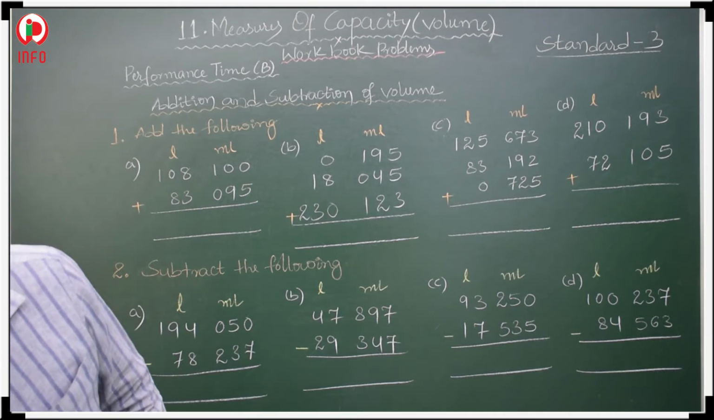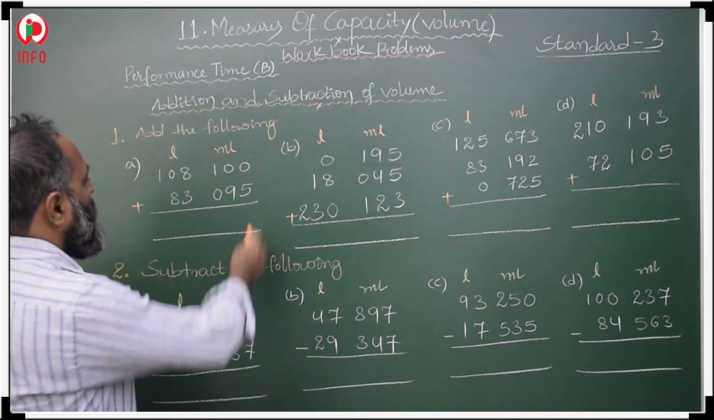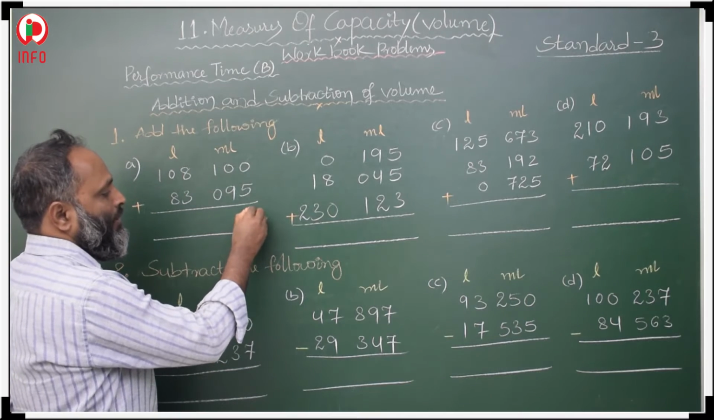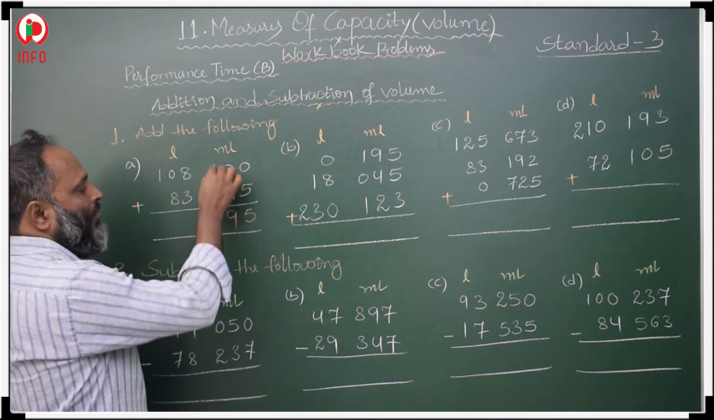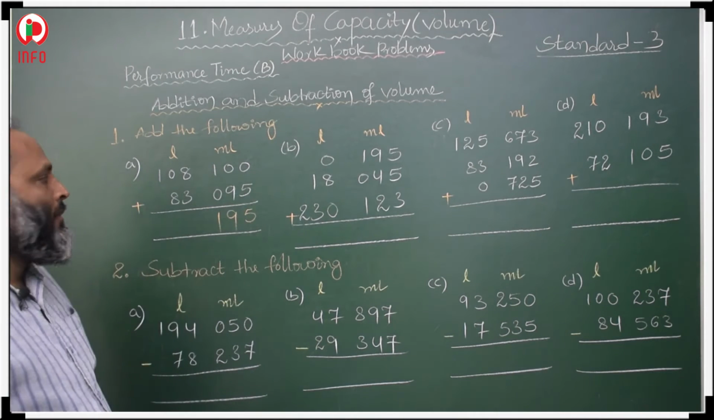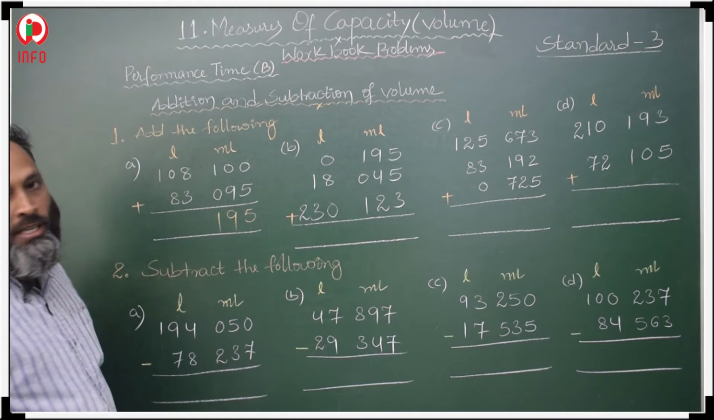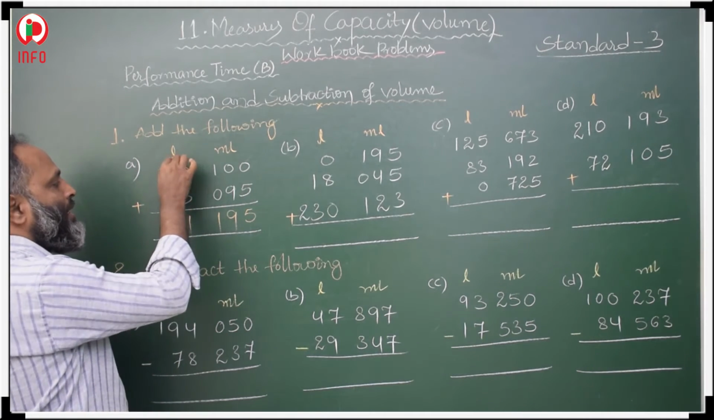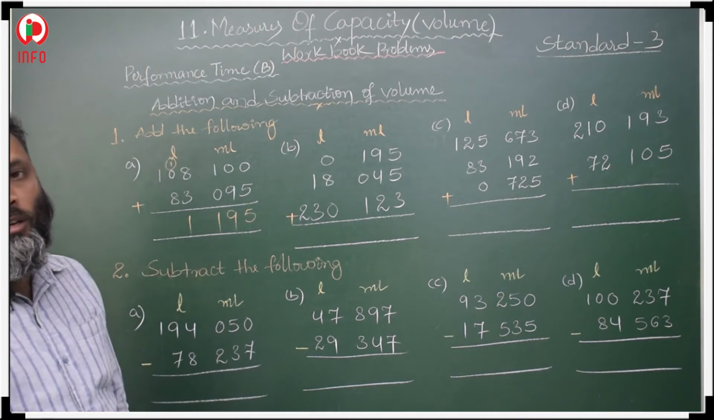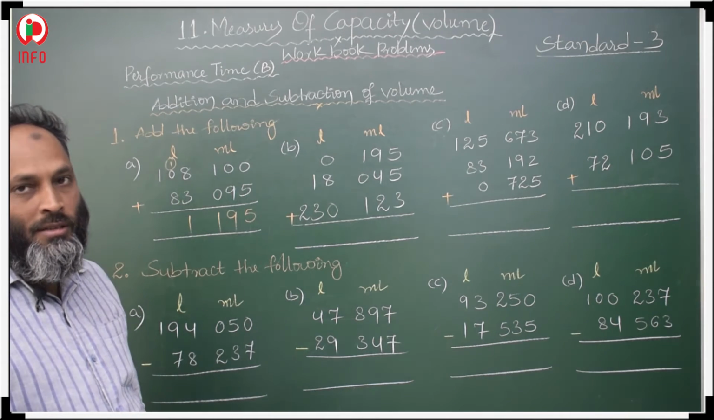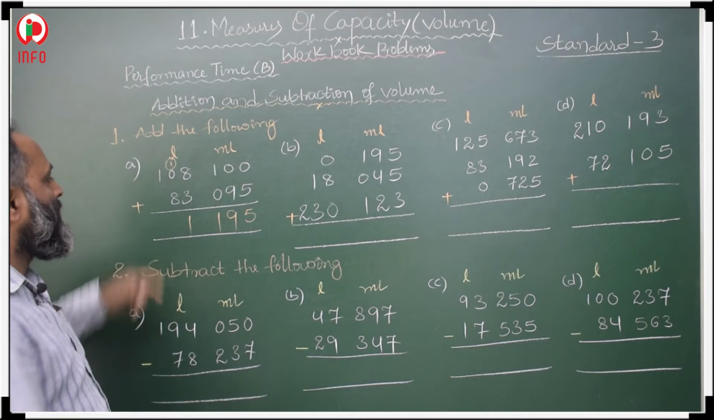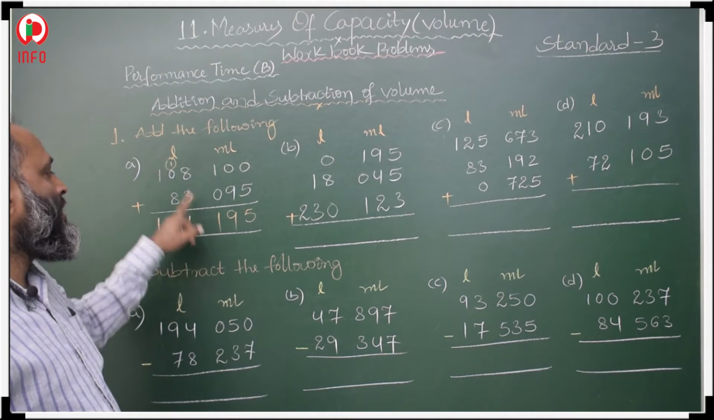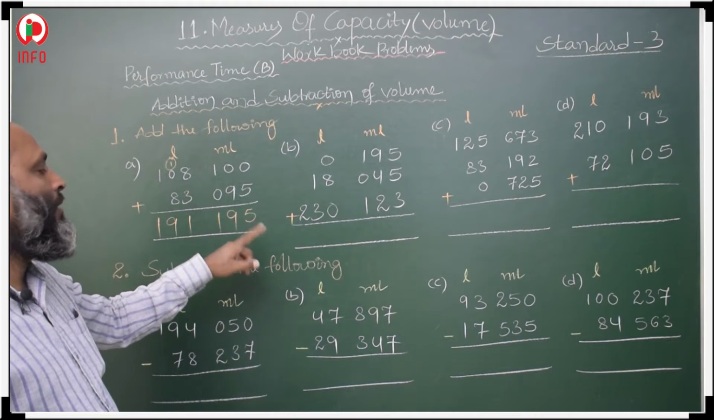See, first we should add the extreme right digit of milliliters. 0 plus 5 is 5, 0 plus 9 is 9, 1 plus 0 is 1. Now 8 plus 3, 8, 9, 10, 11. 11 means 1 in the unit place of liters, and we have to carry over to the tens place of liters. Then 8 plus 1, 9, and this is 1. 191 liters and 195 milliliters.